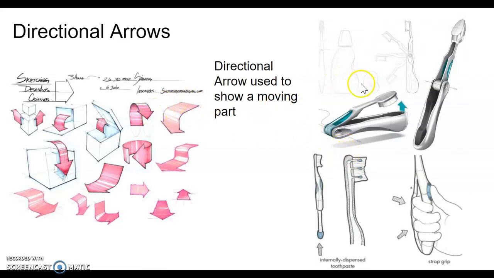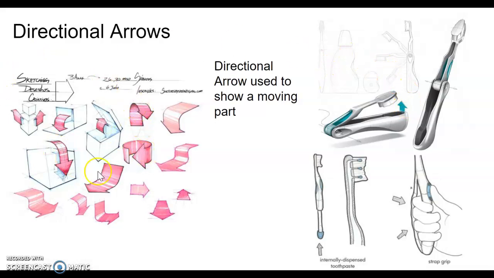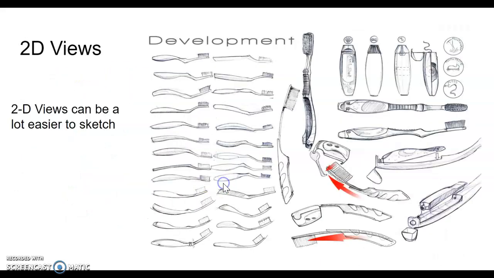Directional arrows are very important. These are different to annotational arrows. A directional arrow indicates movement. You can see here that this shows that this handle flexes, and also that this handle here folds out. Okay, these are some of your directional arrows. If you want to indicate a movement, this is what you should use.